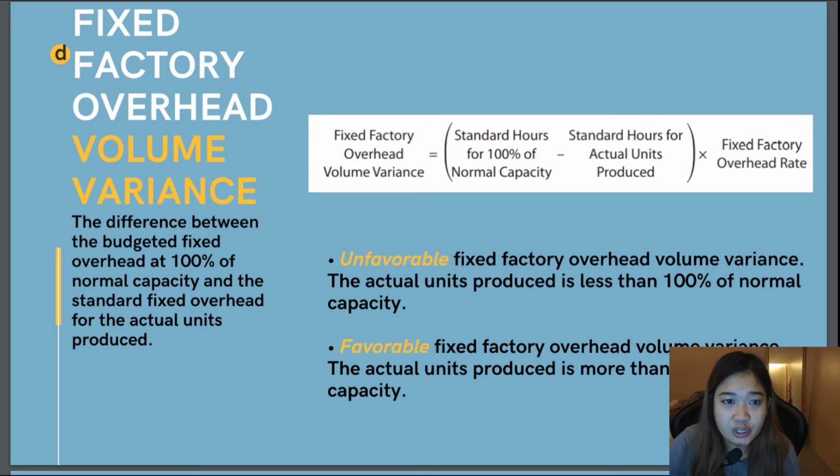The interpretation of an unfavorable and favorable fixed factory overhead volume variance is as follows. Unfavorable fixed factory overhead volume variance: the actual units produced is less than 100% of normal capacity. Favorable fixed factory overhead volume variance: the actual units produced is more than 100% of normal capacity.